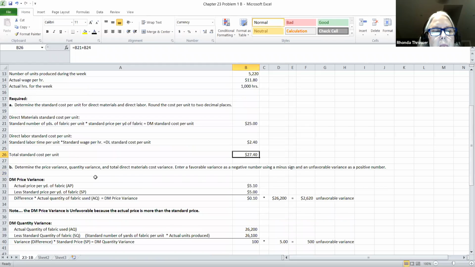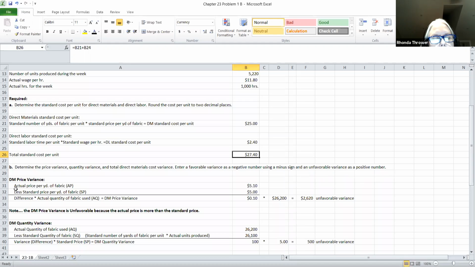Now in part B, they want you to determine what we call a price variance. They also want you to determine a quantity variance, and they also want you to determine the total direct materials cost variance. And if there is a favorable variance, which we're going to talk about in just a minute, you need to enter it as a negative number using a minus sign, and an unfavorable variance as a positive number.